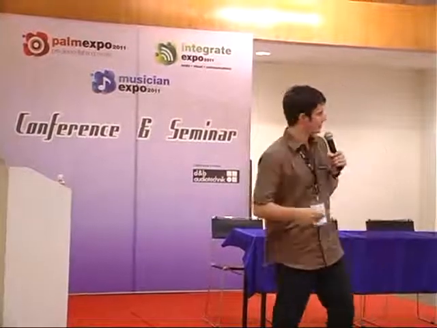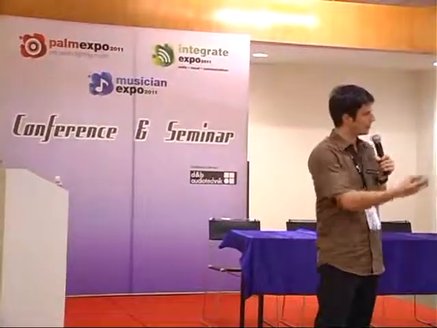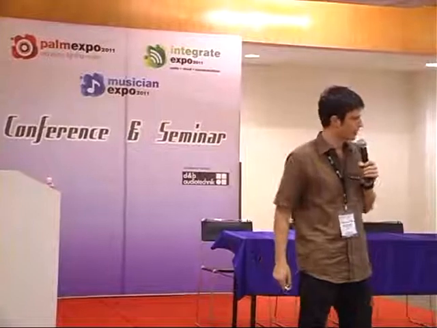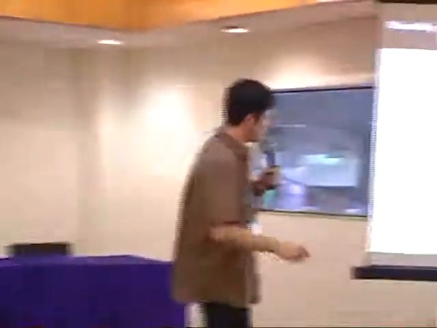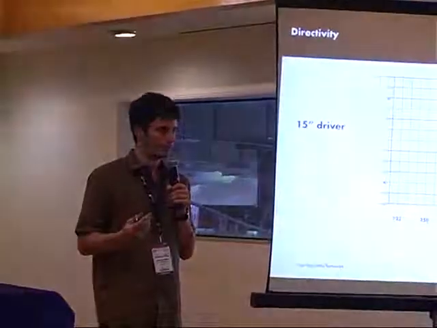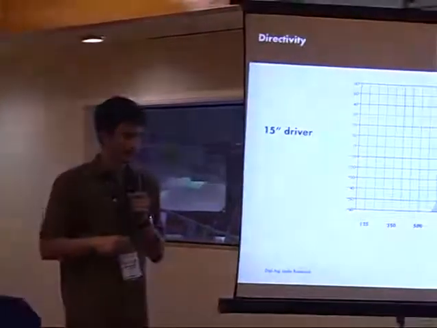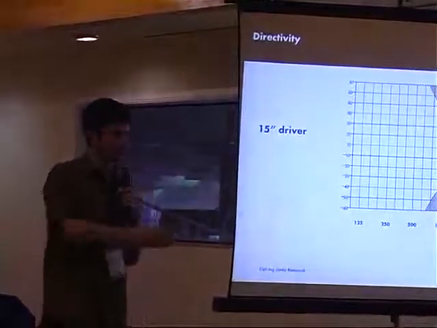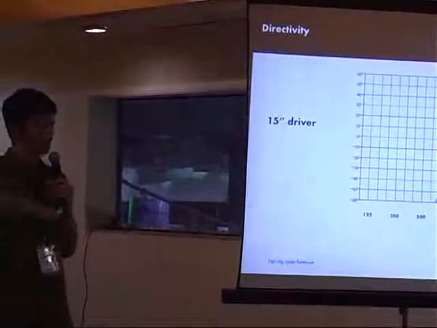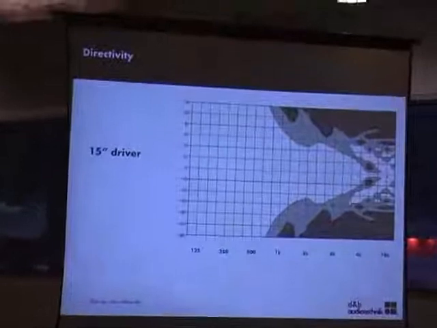Let's see just how directional a single speaker can be. This is a so-called isobar plot of a 15-inch driver. Now, how do we read this? You may be familiar with polar plots, where you have one plot per frequency. That means if you want to get the whole picture across a wide range of frequencies, you have to look at a page or two or three of plots. You can do that, but it's kind of tiring.